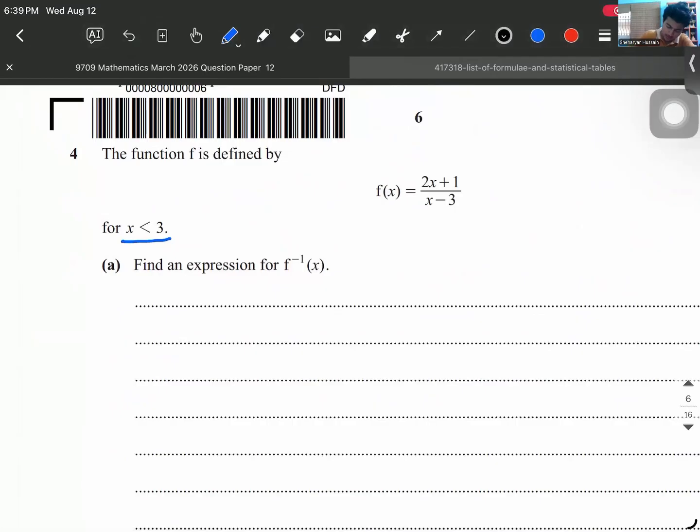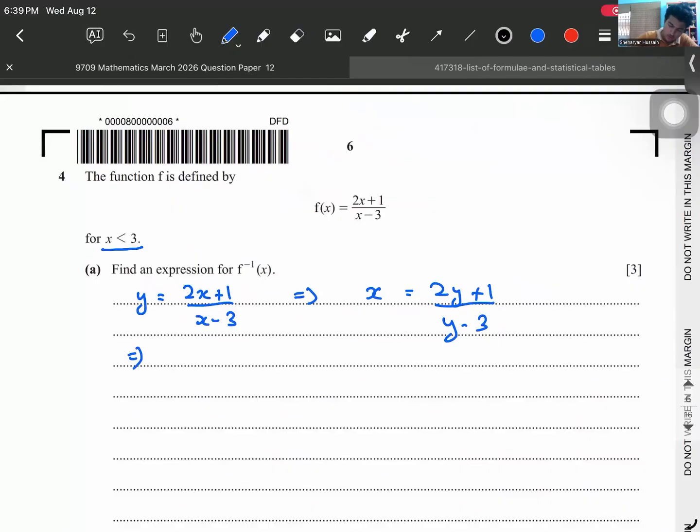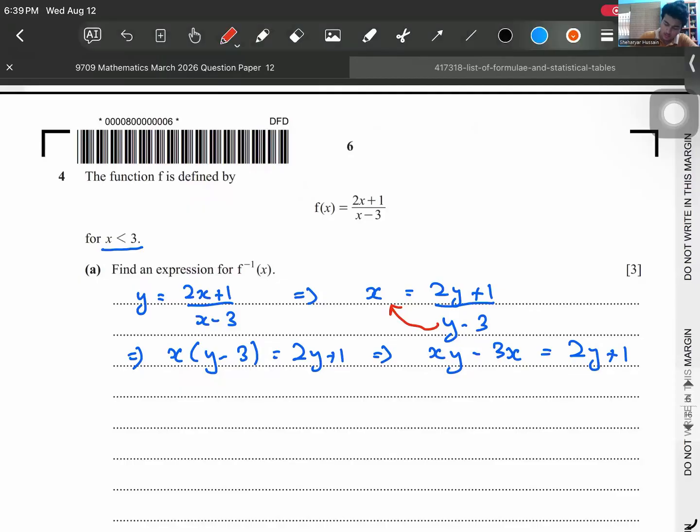So very simple. First things first, write y in place of f of x: y equals 2x plus 1 upon x minus 3. Now we are going to swap the variables, so y becomes x and x becomes y, because we have to make y the subject, right? So making y the subject, I'm going to take this and multiply it on the other side. So this becomes x times y minus 3 equals 2y plus 1. Solving this further, we get xy minus 3x equals 2y plus 1. Just swap the positions, right? Throw it here and throw that over there.